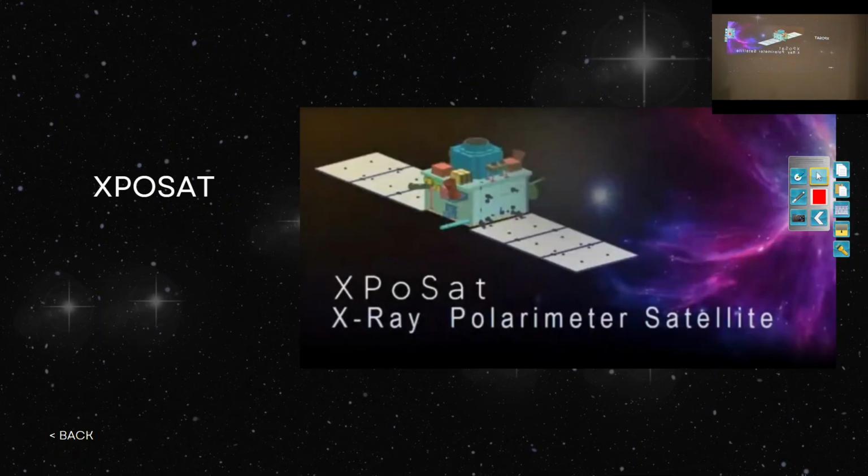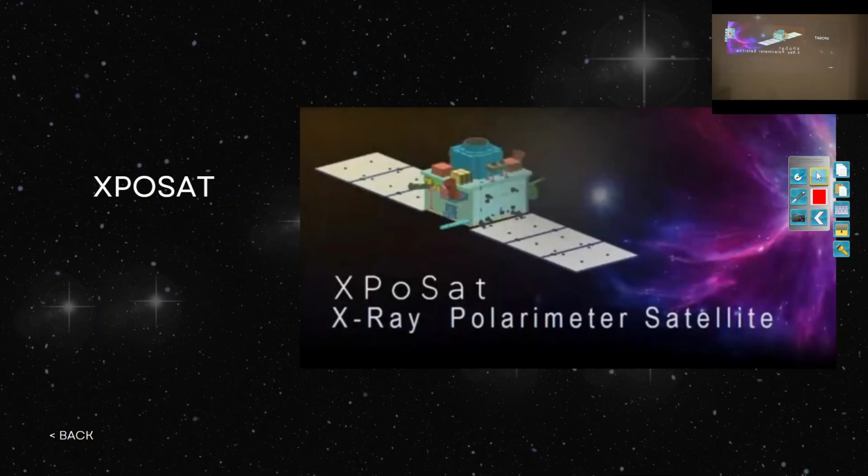So unpolarized light will vibrate in all directions. When this polarimeter helps in polarization of light, it will reduce those vibrations and it will not let the light scatter in all directions. Okay. So that is why it is called the X-ray polarimeter satellite, XPOSat. So you can write about XPOSat.